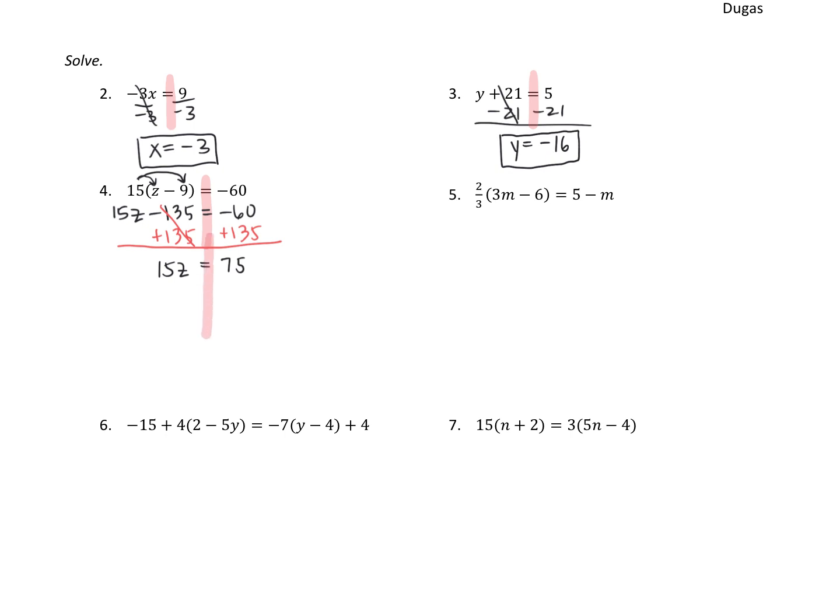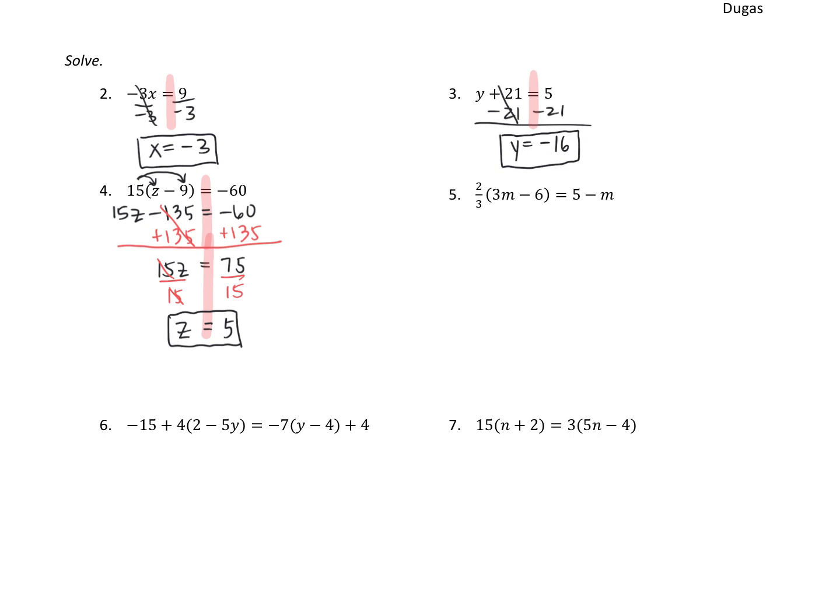So again, here's my line. So now I want to divide both sides by 15 to get the coefficient of z to be 1, and that would give me 1z equals 75 divided by 15 is 5, so z equals 5.